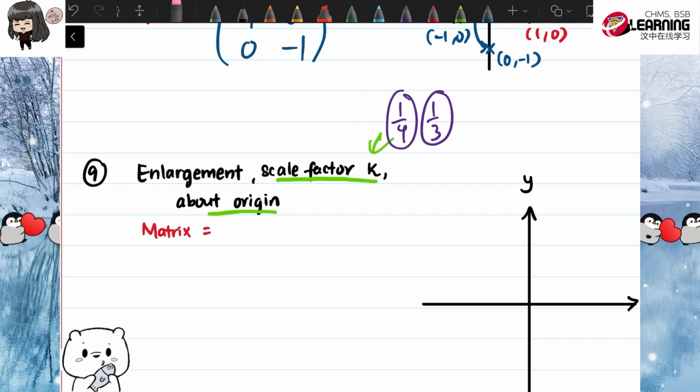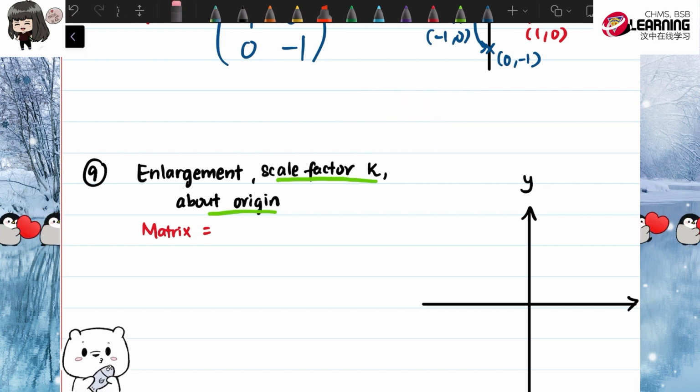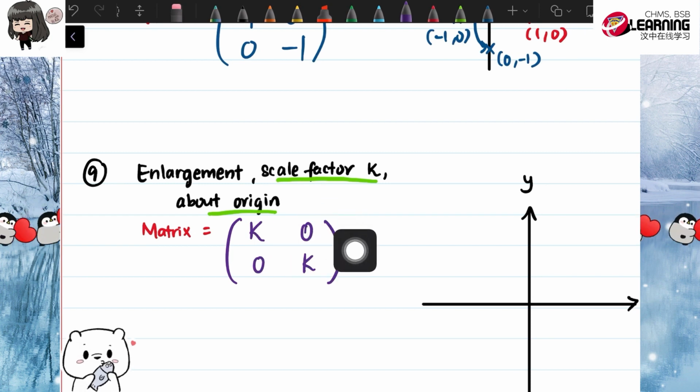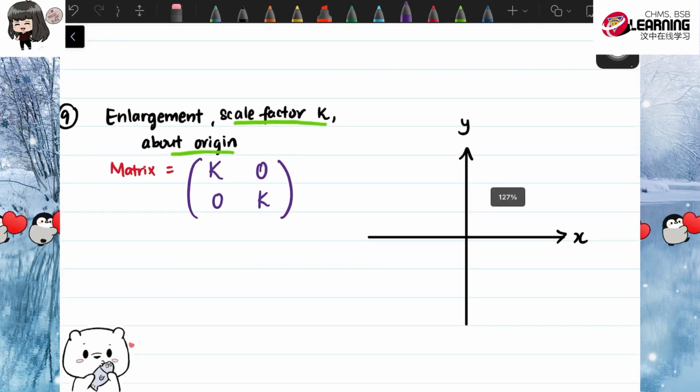So the matrix transformation for enlargement is the easiest one, which, I write down first, is K, 0, 0, K, and your K depends on the scale factor. Okay, I'll give you an example. Why is it K, 0, 0, K?